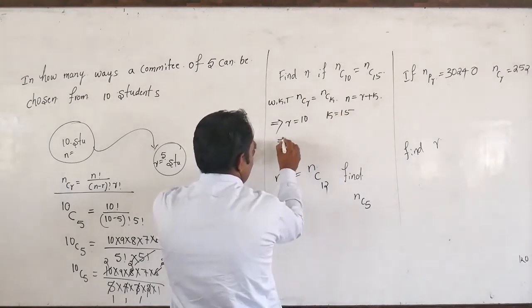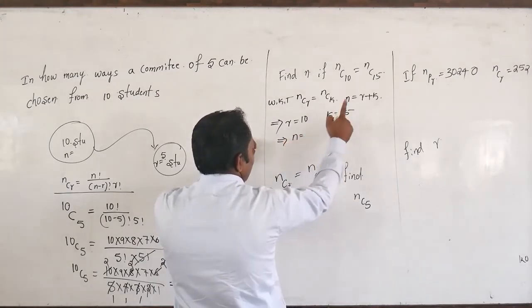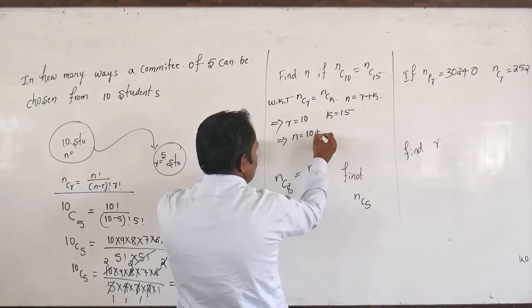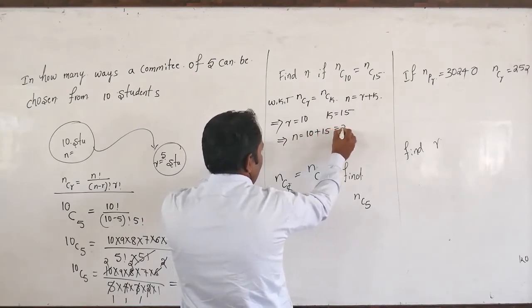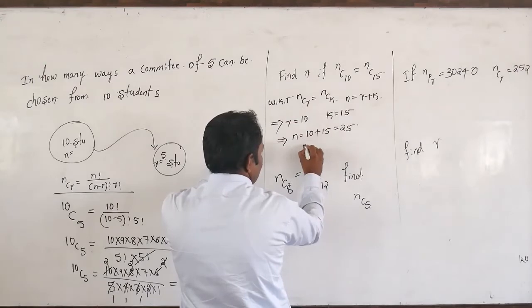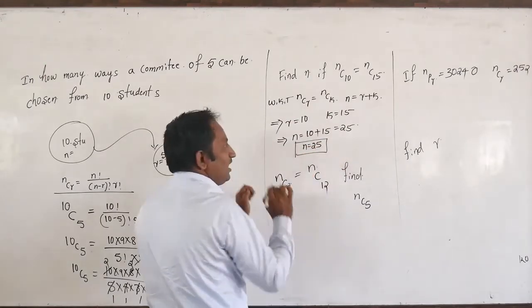That implies n is equal to r value 10 plus k value 15. The n value is 25. That is, n equal to 25 is our required answer.